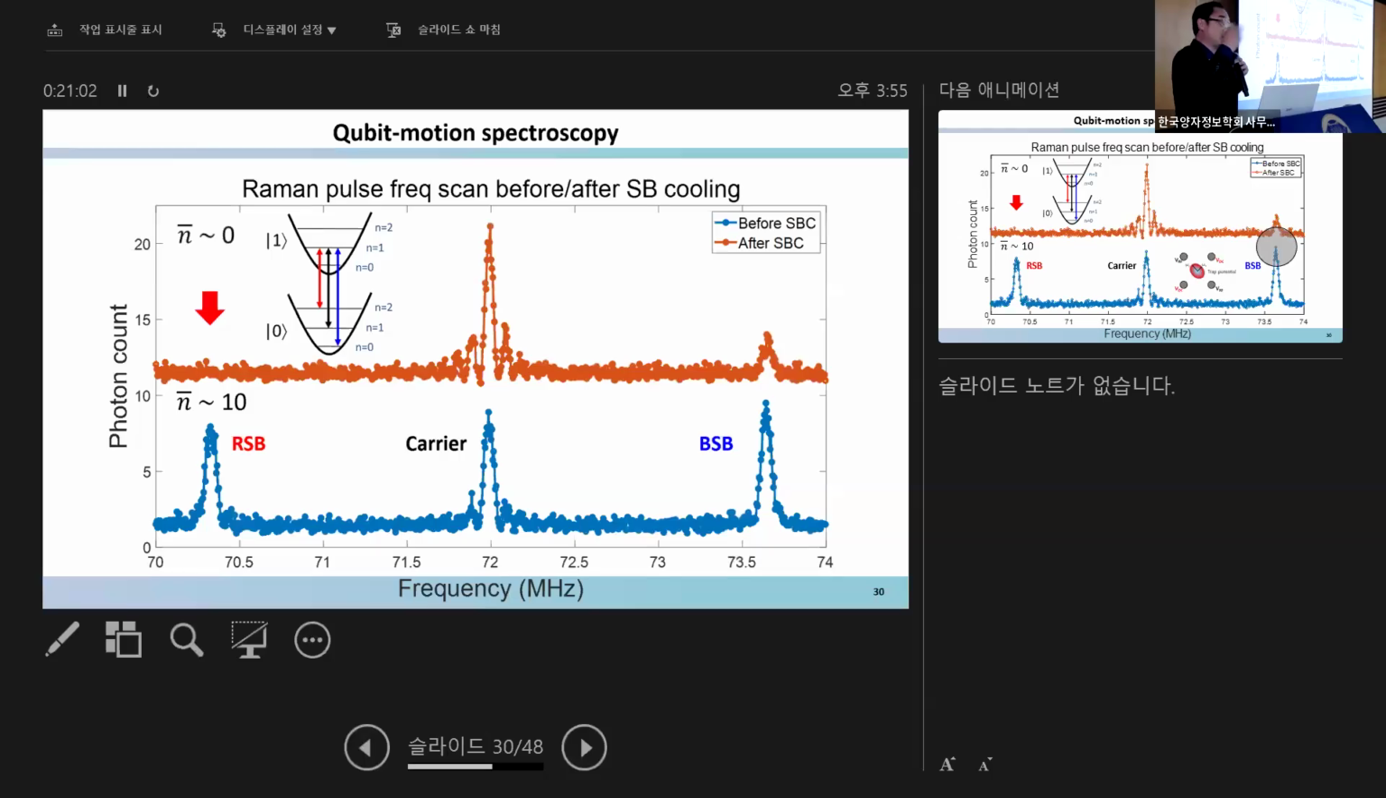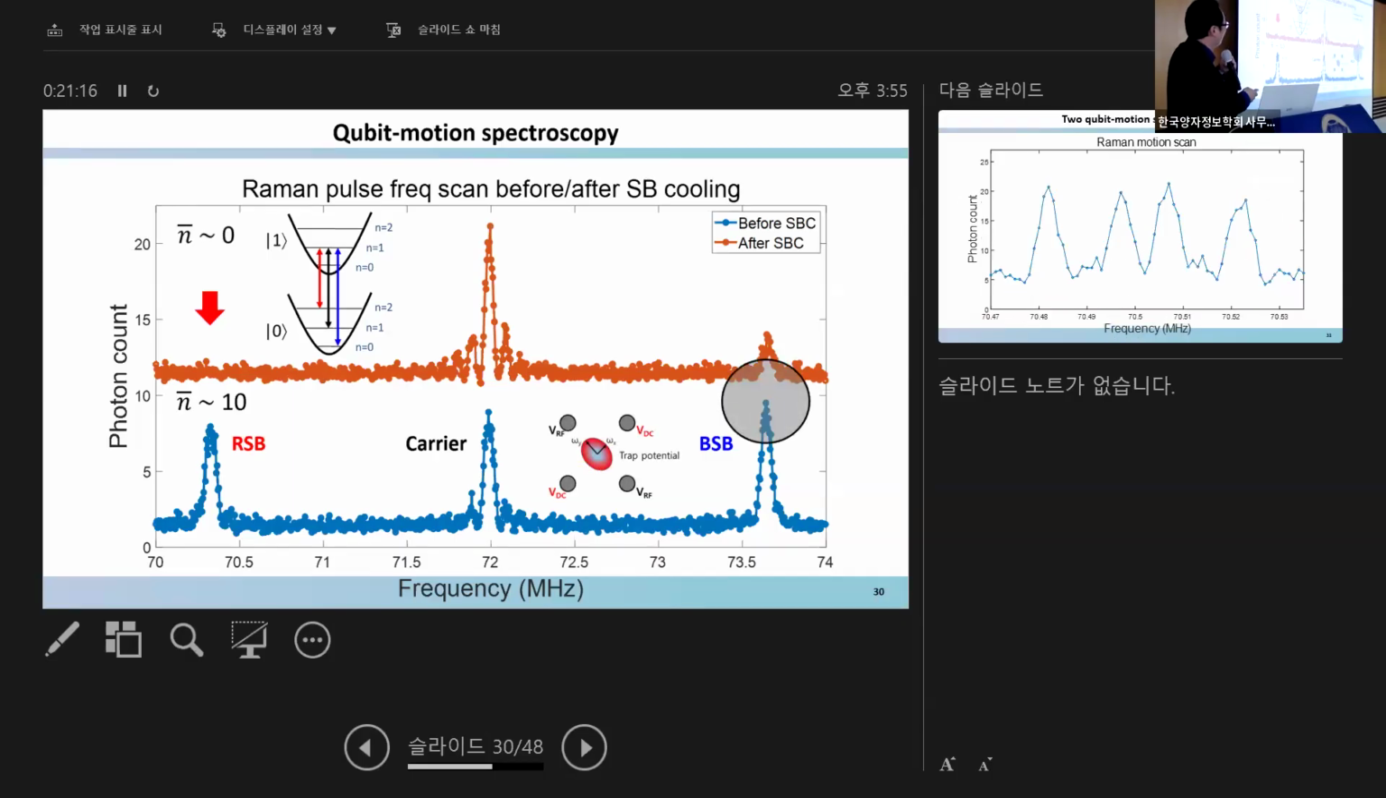And further, you can do sideband cooling. You're just pumping and you keep addressing the Rabi rate with the blue sideband. You can keep removing motional quanta. You see finally it's gone because we are all in the motional ground state. So we can also do sideband cooling for individual atoms or motions as well.